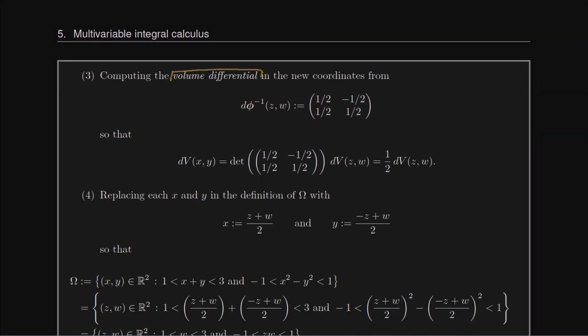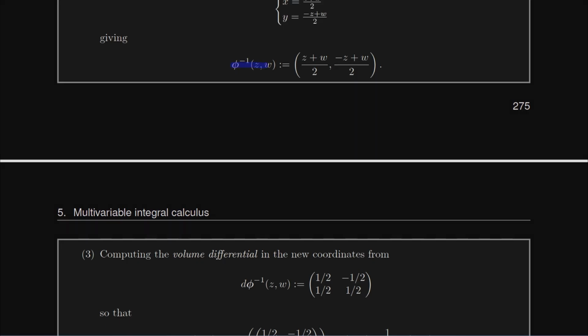The volume form, or the volume differential, will change by what I've been saying the whole time. The most important takeaway is you need to multiply by the determinant of the derivative of the inverse transformation. And so if I take the derivative of that inverse transform that I just came up with, this one right here, what do I get?